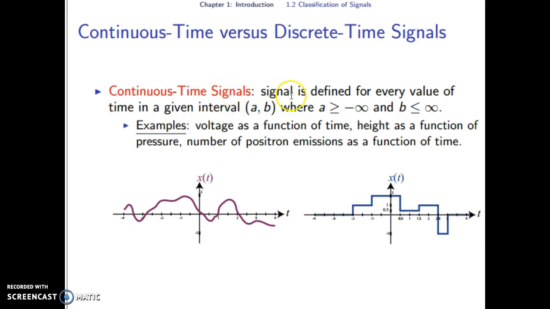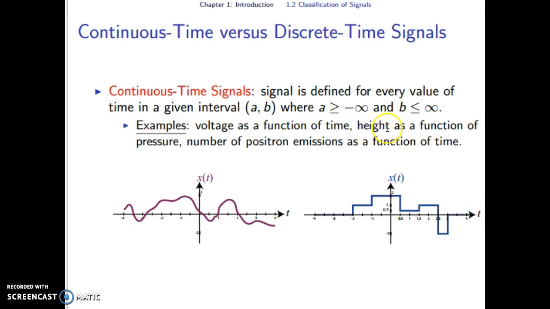Continuous in time means the signal is defined for every value of time in a given interval from A to B, where A is from -infinity to +infinity. For example, voltage as a function of time. In this case, for every time there will be a value x(t), so we can call it a continuous time signal. And here there are continuous values for every time t.